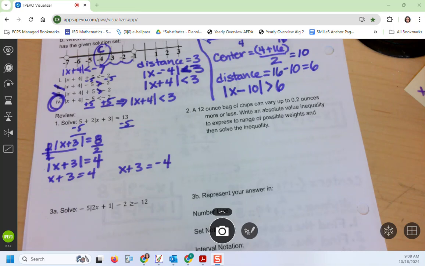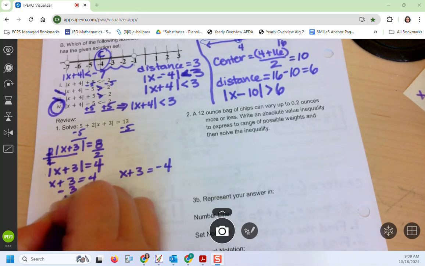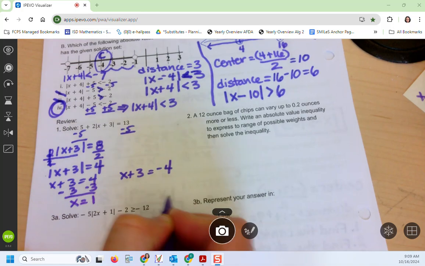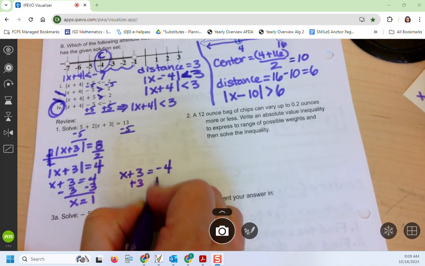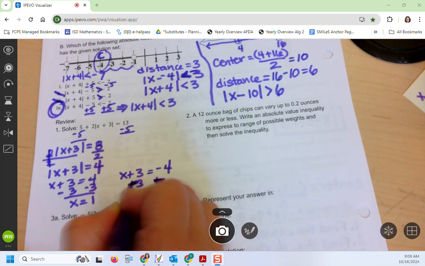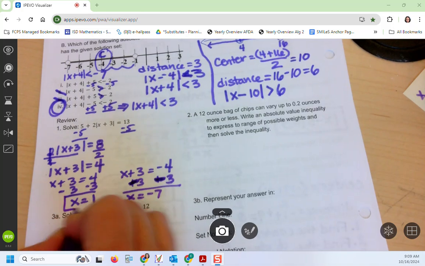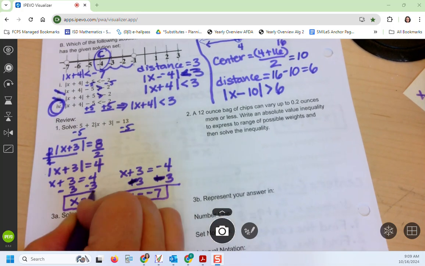Okay. If you decide you do have a question, let me know. All right, and then we can solve each of these. I'm going to subtract the 3, and I get x equals 1. And then for the other, I'm going to subtract the 3 again. It's still a plus 3, so I still subtract the 3. And I get x equals negative 7. So those are my two answers to this problem. You need two answers.